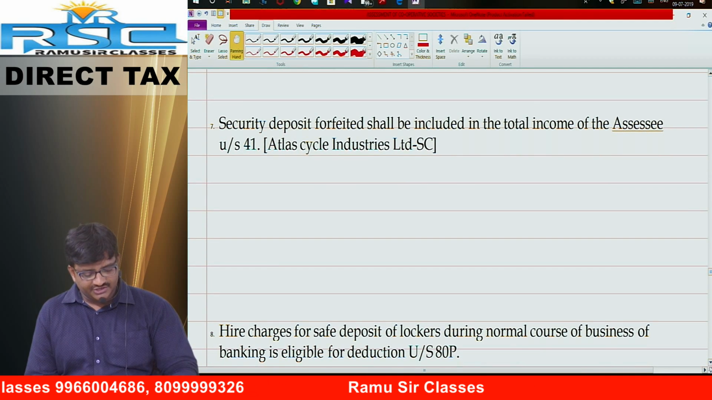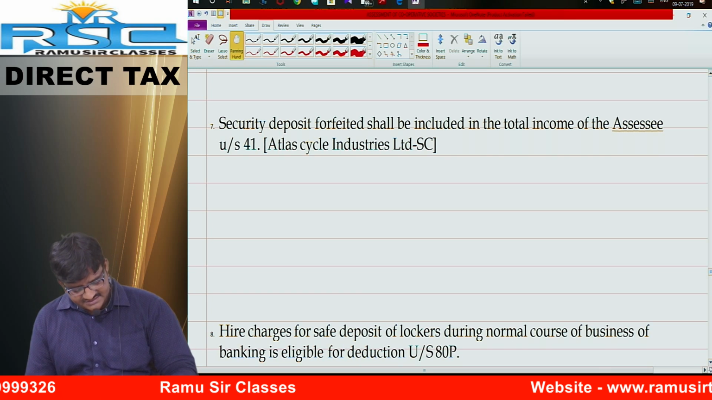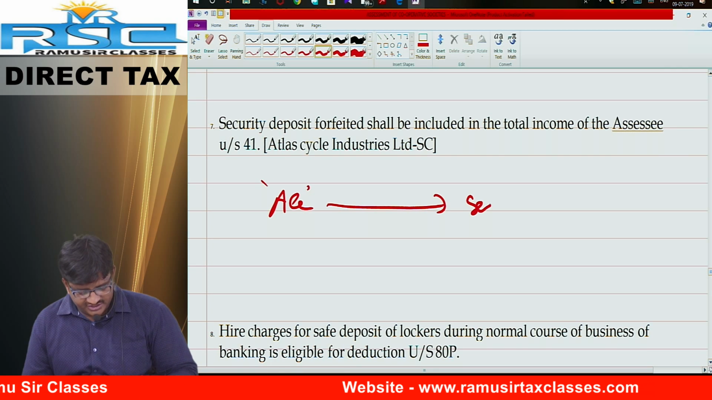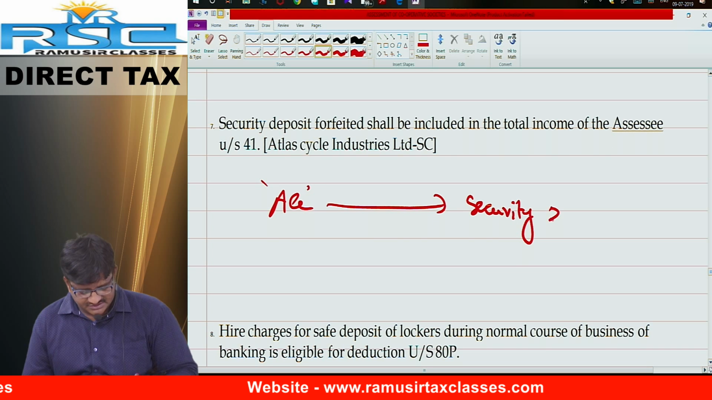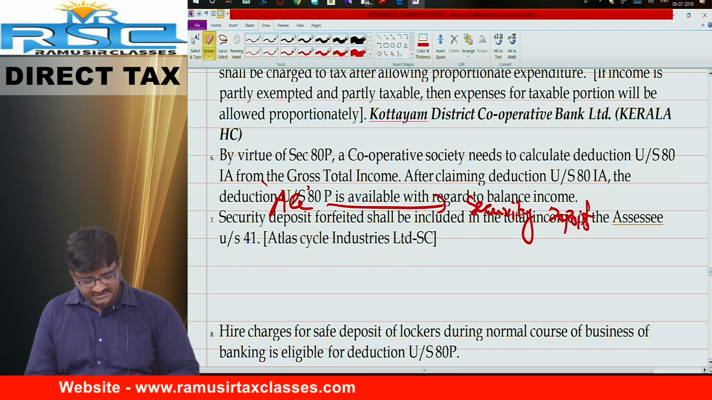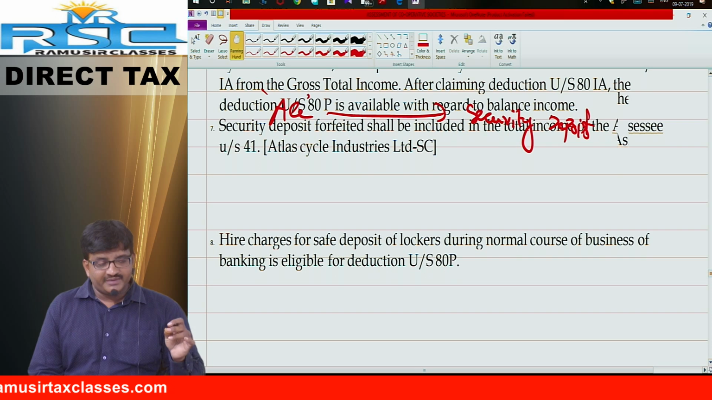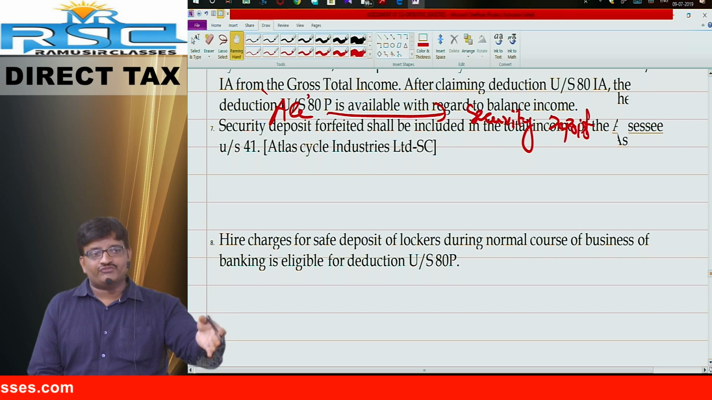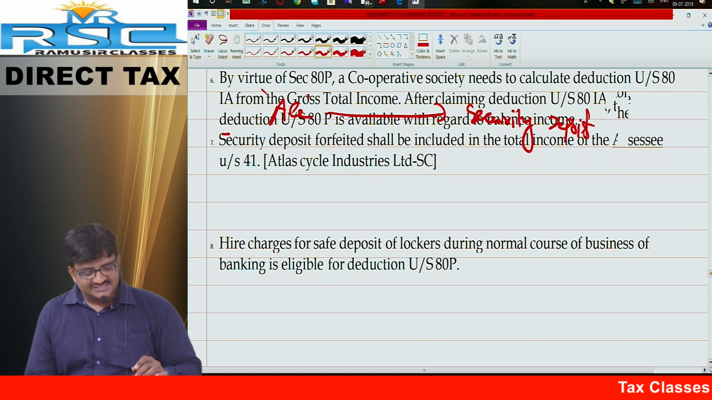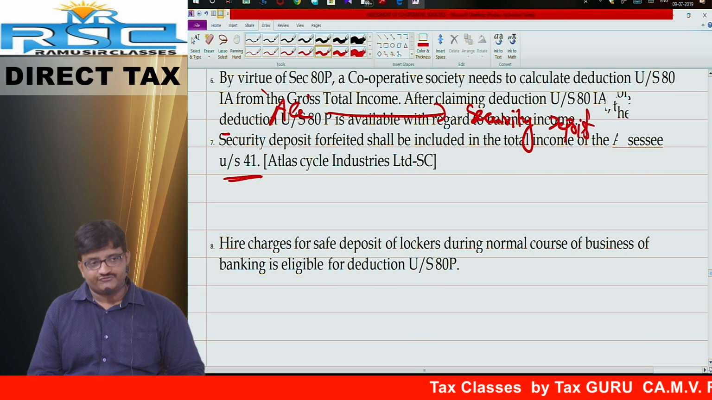Next one, friends, security deposit forfeited by the cooperative society or cooperative banks, whether it is taxable or not. Listen, I will take one example. One society has collected security deposit from the employees. Now you have to work for a minimum period. If anybody has not rendered services for that period, automatically we will forfeit the deposit. The security deposit which is forfeited is fully taxable as business income, but not regular business income. It is taxable under section 41.